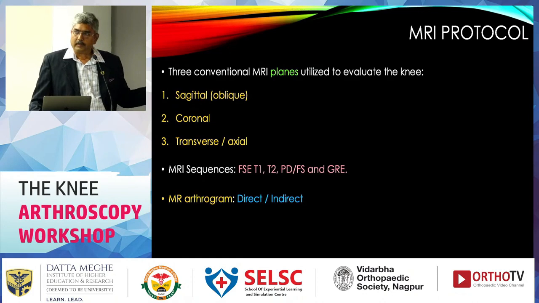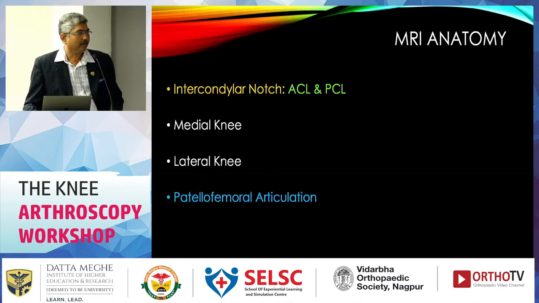MR arthrogram, again 2 types of arthrograms are possible on MRI. One is direct, a minimally invasive technique, where we are directly instilling contrast in the joint. Another one is the indirect technique, where we give it IV, ask the patient to exercise, and that way the contrast gets accumulated in the joint over a period. I am not going into detail about all these techniques and sequences. We will directly move to MR anatomy.